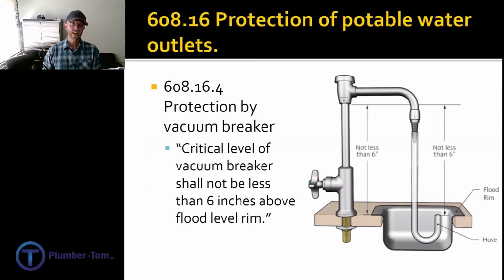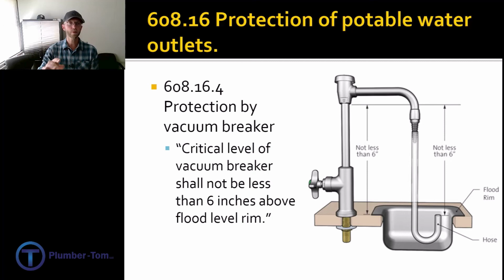608.16 talks about protection of potable water outlets. Now that's faucets, any of the fixtures that we use. It mentions air gaps. 608.16.4 specifically for the use of vacuum breakers, it says the critical level of vacuum breaker shall not be less than 6 inches above the flood level rim.